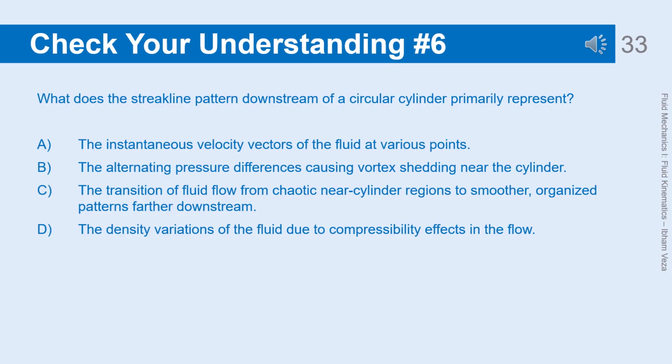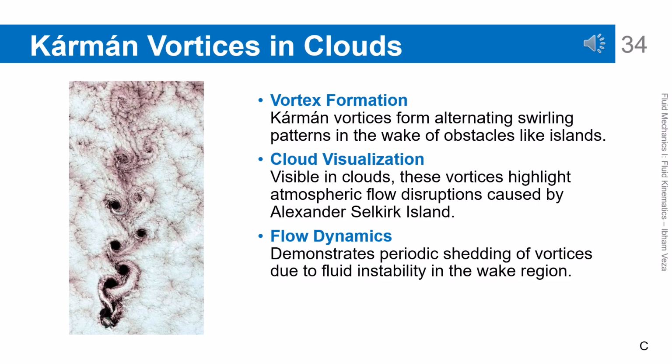Explanation of incorrect options. Option A. Streaklines represent the path of fluid particles over time, not instantaneous velocity vectors, which are shown using vector diagrams. Option B. While vortex shedding causes the streakline patterns, streaklines do not directly depict pressure differences; they visualize the resulting flow. Option D. Streaklines are not related to density variations or compressibility effects; they focus on visualizing fluid motion and patterns over time.